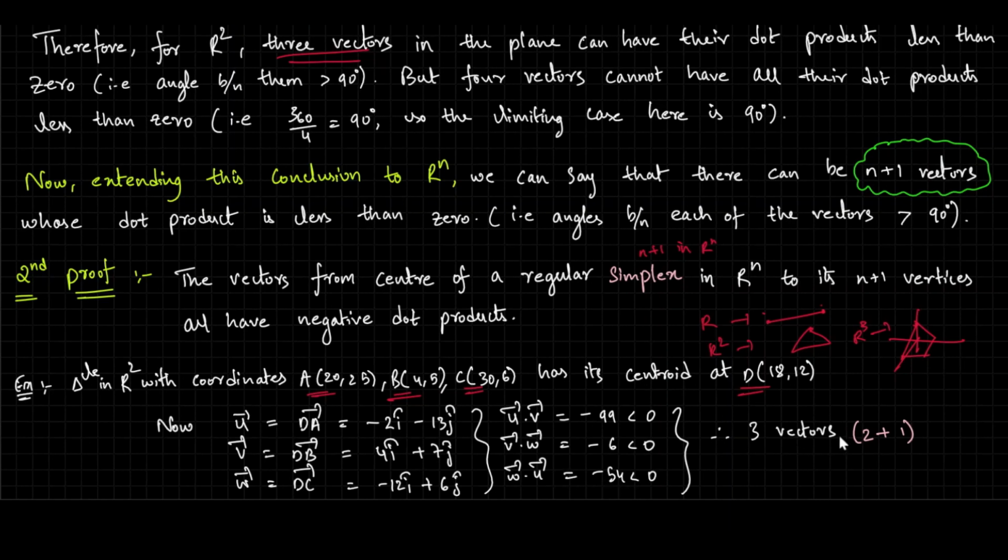Therefore 3 vectors, that is 2 plus 1. So in R square we get 3 vectors which have all their dot products to be less than 0. So it's a regular simplex. In a regular simplex in R power n, from the center to the n plus 1 vertices, you get all the dot products to be less than 0. So extending this proof to R power n, we get this to be n plus 1 vertices. So that is all about the second problem.